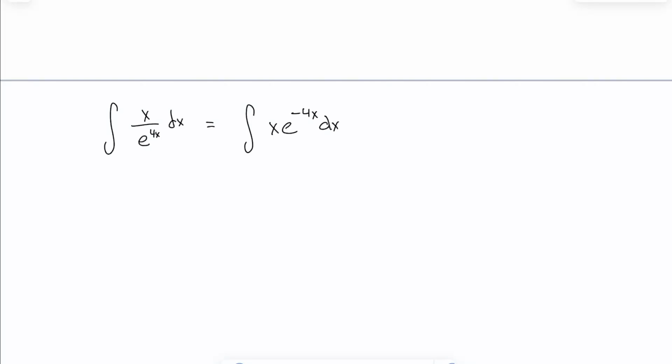And now I'm going to choose my parts. As usual, I have an x part, like a polynomial part, and an e part. I'm going to use u equal x here. That's because when I do the du, it goes away entirely. It just becomes 1 dx. And then the other part has to be e to the minus 4x dx.